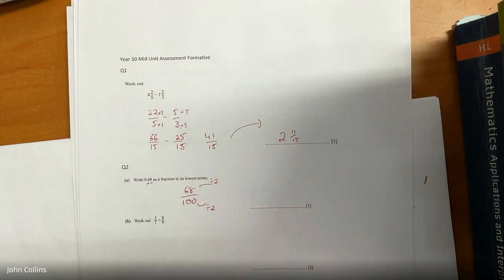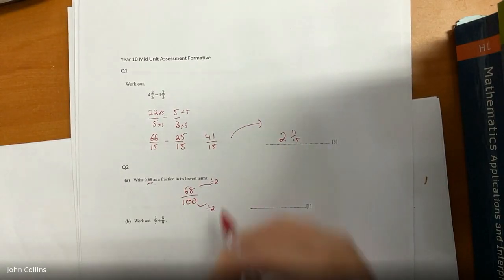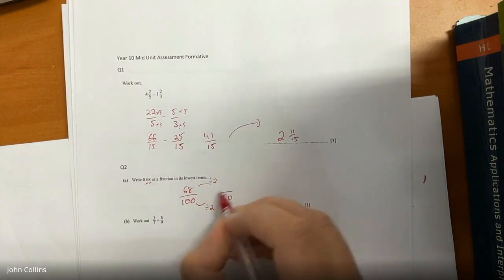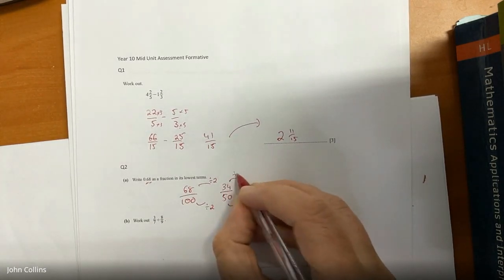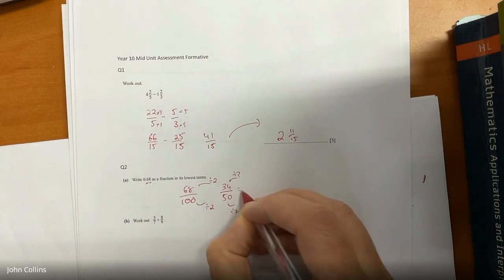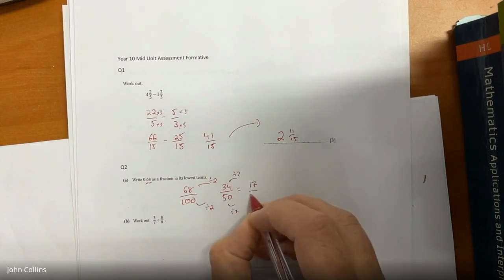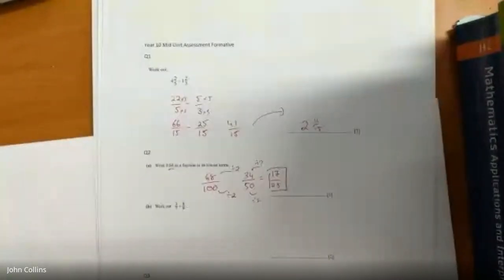2 is always an easy one to start off with if they're both even numbers. So 50 at the bottom here, the top is 34. Okay, I notice I can go 2 again. So that's going to be 17 on the top and 25 on the bottom. And that's going to be my final answer. Okay, it's either right or wrong. There's only 1 mark for that.